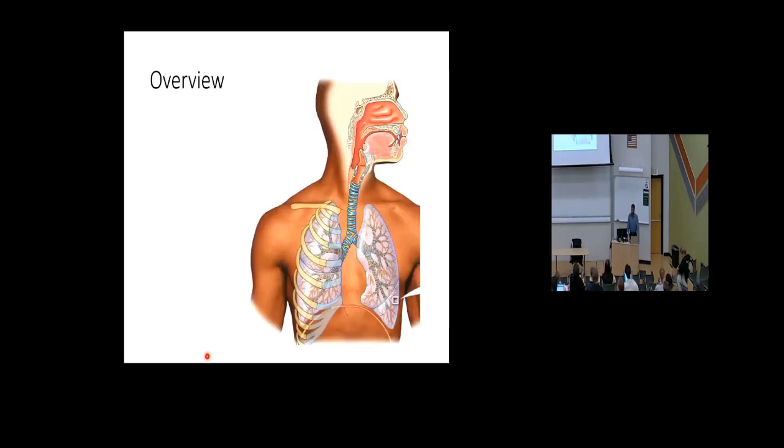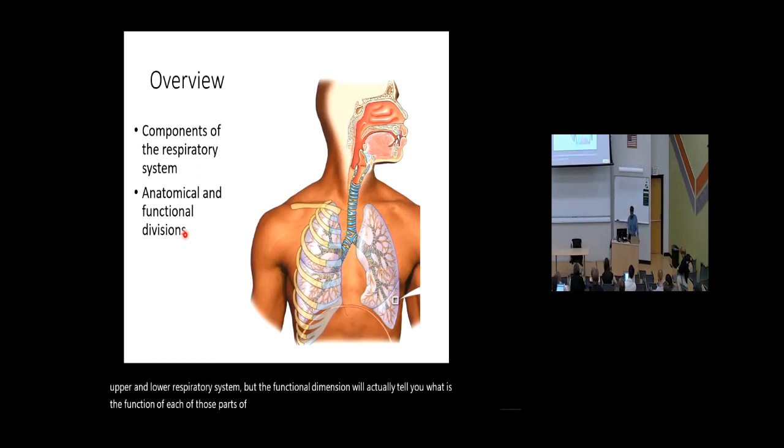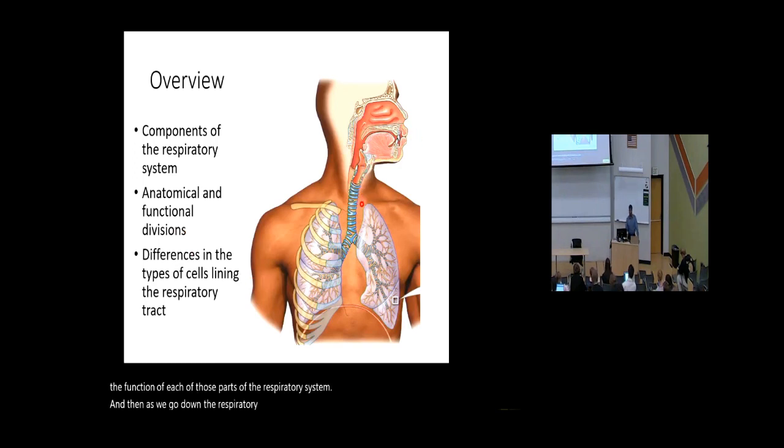So here's an overview of what I'll be covering today. Today we will see what are the various components of the respiratory system, and the various components can be divided based on their anatomical and their functional division. The anatomical division is just referring to upper and lower respiratory system, but the functional division will actually tell you what is the function of each of those parts of the respiratory system. And then as we go down the respiratory passageway, we'll see how the types of cells we encounter will be different, right, as you go from the nasal passageway all the way down to the alveoli.